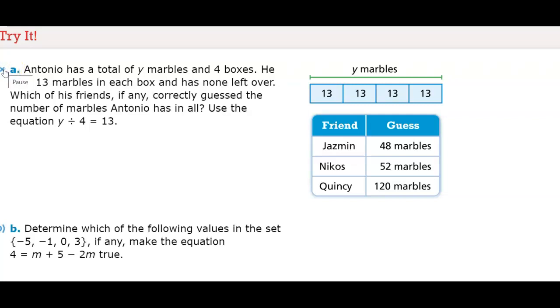Part A. Antonio has a total of Y marbles and 4 boxes. He puts 13 marbles in each box and has none left over. Which of his friends, if any, correctly guessed the number of marbles Antonio has in all? Use the equation Y divided by 4 equals 13.